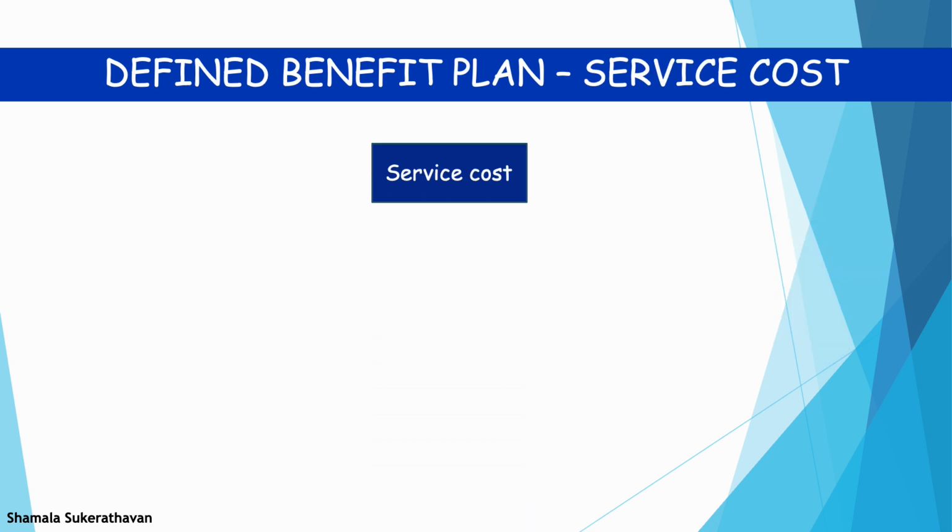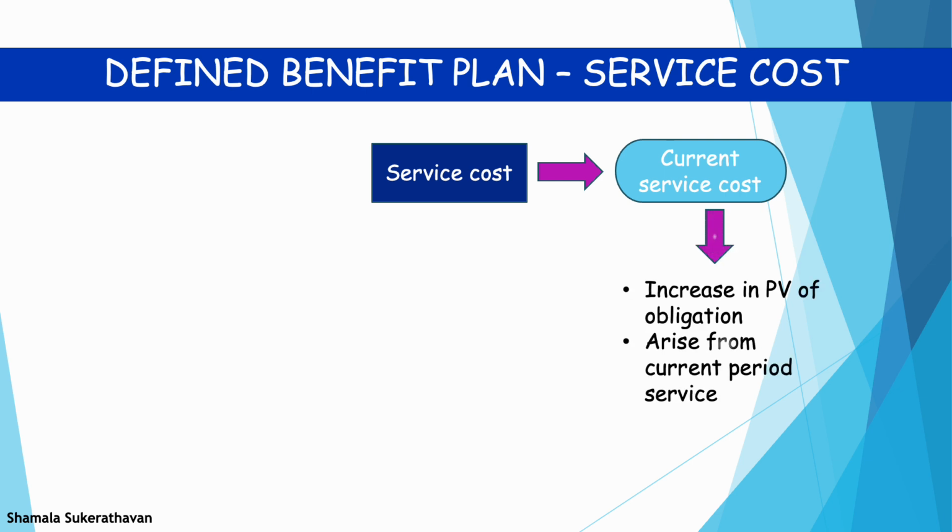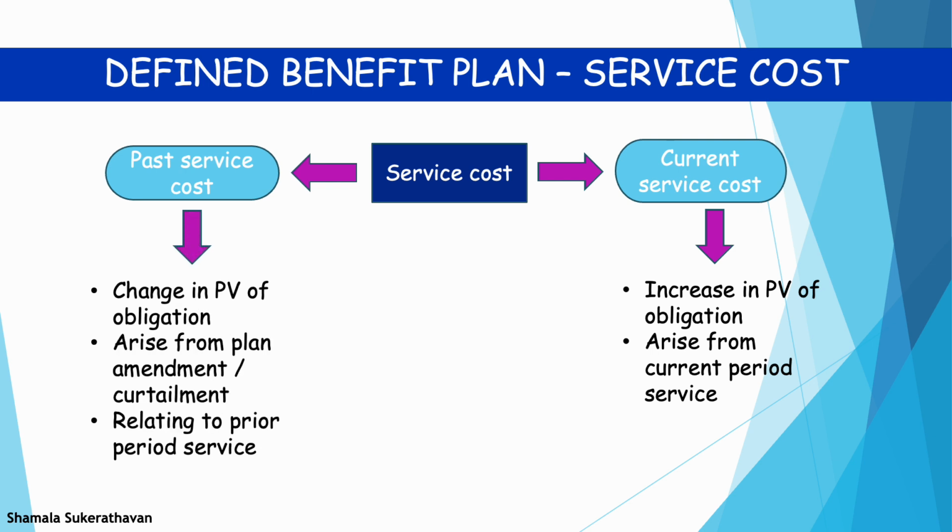Next, service cost. Service cost charged to the profit or loss comprises of the following. 1. Current service costs. This represents the increase in the present value of pension obligation arising from employee service in the current period. 2. Past service costs. This reflects the change in the present value of pension obligation arising from employee service in prior periods as a result of plan amendment or curtailment. This shall be discussed further in the next slide. And 3. Any gain or loss on settlement.